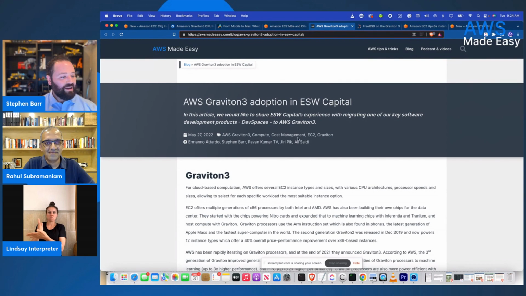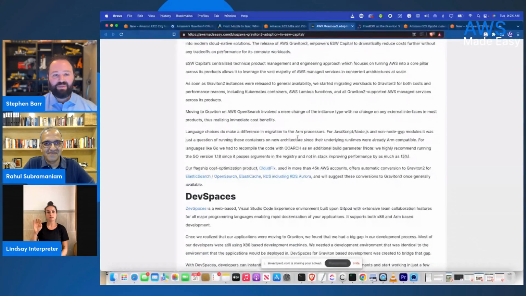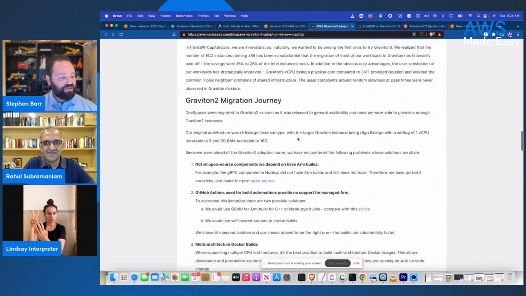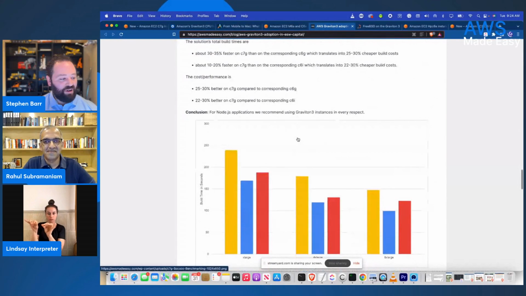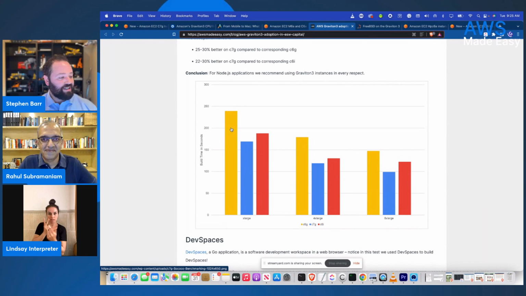Looking at the study that we did, and this is on our AWS Made Easy page, we posted about it yesterday. So they compared similar workloads on 3 different instance types. The yellow here is the C6G, so that's the older Graviton, the Graviton 2. The blue is the Graviton 3, and then the red is a similar instance but with Intel Xeon. And the vertical axis here is seconds to complete the same amount of tasks.